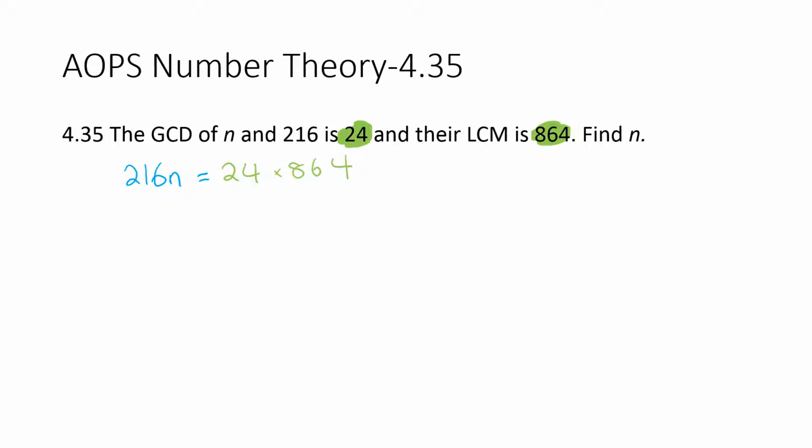So if you divide 216 on both sides, then N will be equal to 24 times 864 over 216, and 864 divided by 216 is 4, so you can cancel those out. So N is equal to 24 times 4, which is equal to 96.